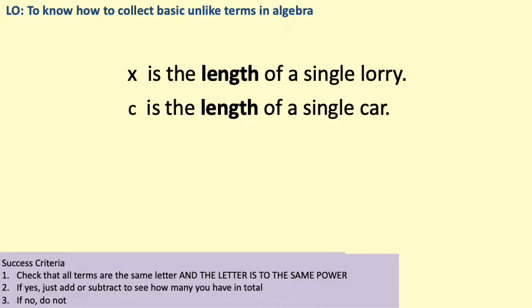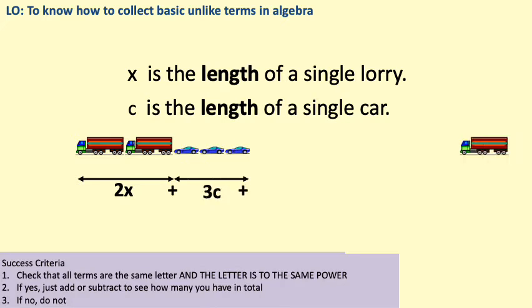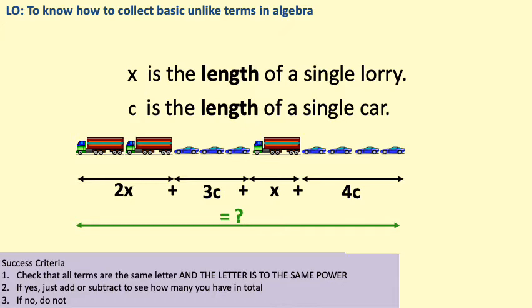So let's have a look at another example. So we'll say x is the length of a single lorry, and c is the length of a single car. So again, we've been able to showcase this expression with pictures as well. So we can see at the front we've got 2 lorries, which is represented by 2x. Then we are adding the length of 3 cars. Then we're adding a lorry, and then we're adding 4 cars. So we can see from our picture that we have 7 cars in total and 3 lorries.